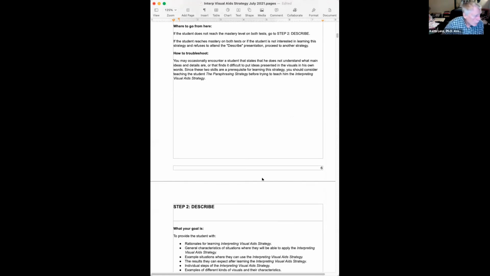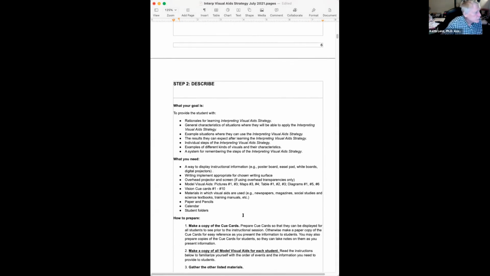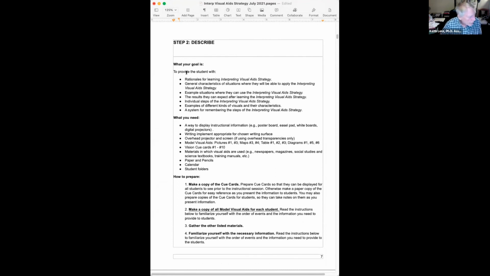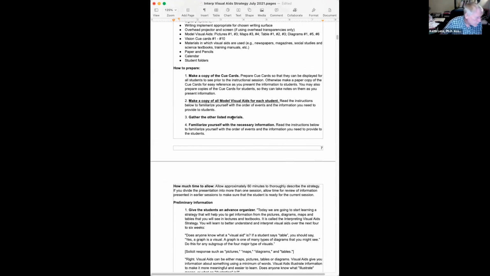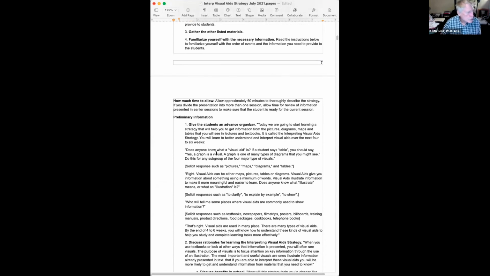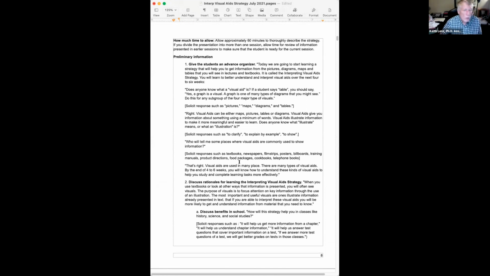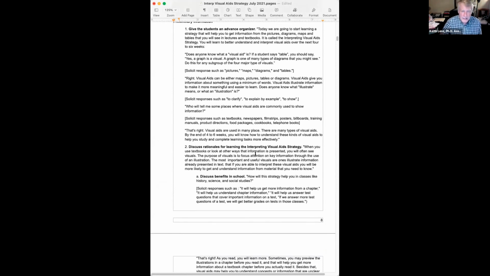Then if we go forward, the describe step is where you actually present the strategy. And again, it's very specific: what you want to accomplish, what you're going to need, how to prepare, what copies you need to make, and then how you introduce the strategy to students. So the manual gives you what I'm giving you in a PowerPoint. The manual gives you very good details, almost scripted. And when I say scripted, you just say something like it. You don't have to read it.